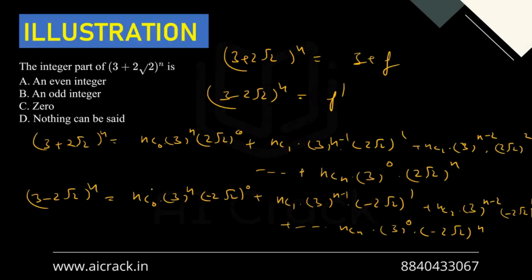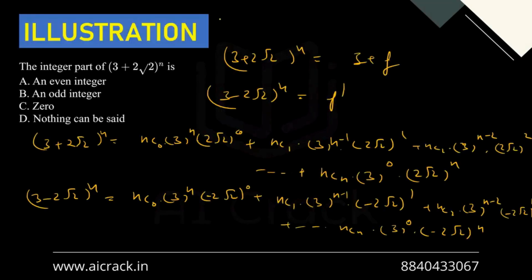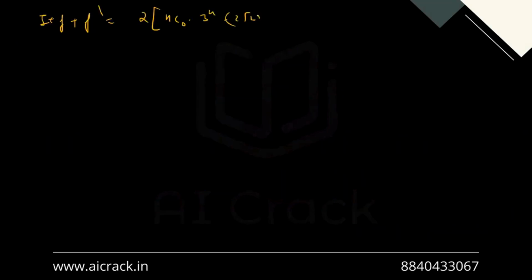So I'll be getting I plus f dash equals 2 times these numbers: nC0 · 3^n · (2√2)^0 + nC2 · 3^(n-2) · (2√2)^2, till nC... the end. We don't know whether n is an even number or an odd number, so till the end we cannot write the number over here.